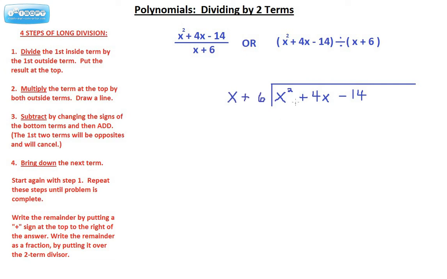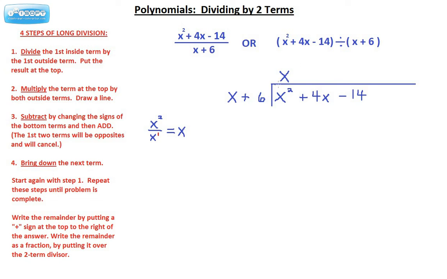For our first step, we take the first inside term and we divide it by the first outside term. So we'll divide x squared by x. To show the process, I've put this over at the side. We subtract the exponents for x, and we get x to the power of 1, or just plain x. We write the result at the top. This completes our first step.